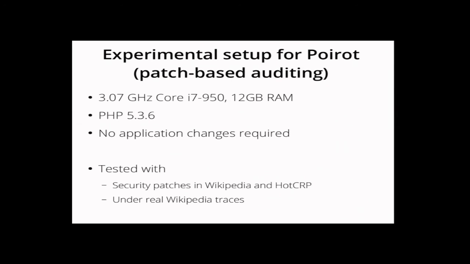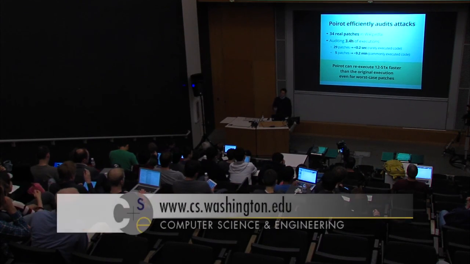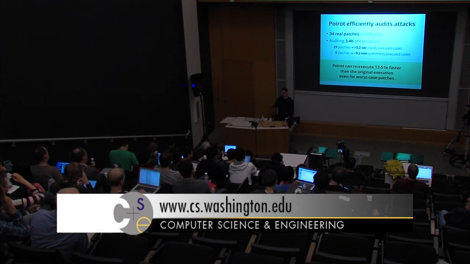We test Poirot with real security patches that we collected from Wikipedia and Hackweb, and we test Poirot's runtime overhead under real Wikipedia traces. First of all, Poirot efficiently audits past attacks. When we test Poirot with 34 real patches that we collected from Wikipedia, for most of the patches, we could quickly audit the entire execution, like 3.5 hours of execution, within seconds.